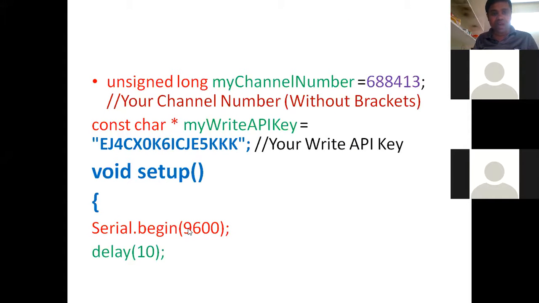Void setup, Serial.begin(9600). Initially, I want to see whether our NodeMCU is connected to your hotspot or not. If it is connected successfully, then only it will push the data to the cloud. First, I want to check, so I want to see the values on the serial monitor initially. So Serial.begin(9600).